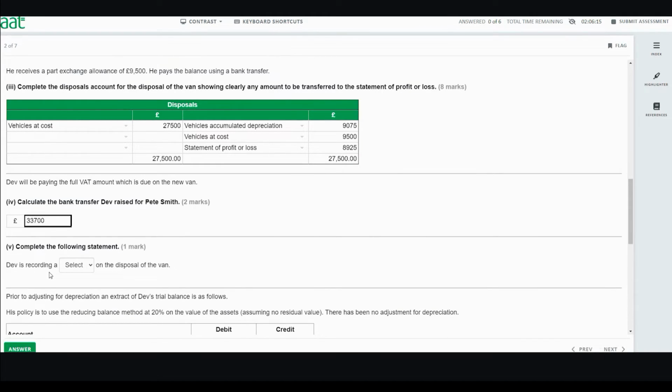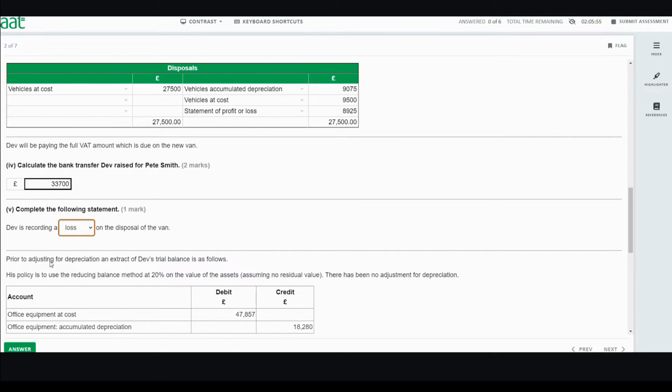Dev is recording a profit or loss in the account. Well, a gain or loss, should I say. Remember what I've just said. If it's on the credit side, you're bringing it down onto the debit side of the P&L, which would mean it's a loss.